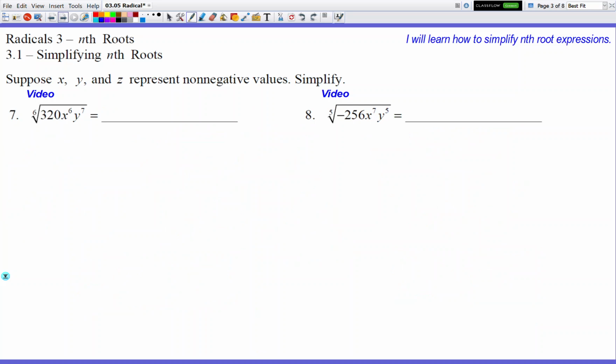Okay, number 7. Okay, so let's break apart 320. So 320 is known as, let's see, 10 and 32. And 10 is known as 2 and 5. And 32, that's one of those numbers that I kind of know really well. So 32 is the result of 5 2's all multiplied together.